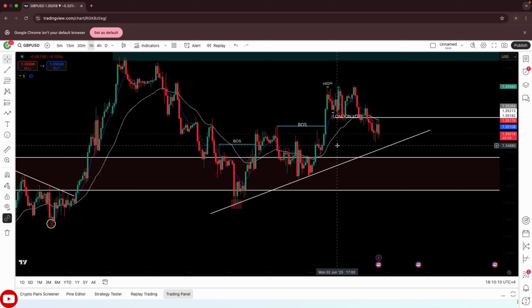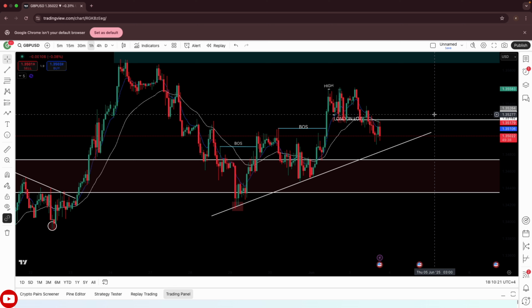I will be interested if it traps some of the sellers in the trend line and takes this liquidity or this liquidity and goes and consolidates, then we can plan something. But for now, candles are also so bad, so I'm not interested.